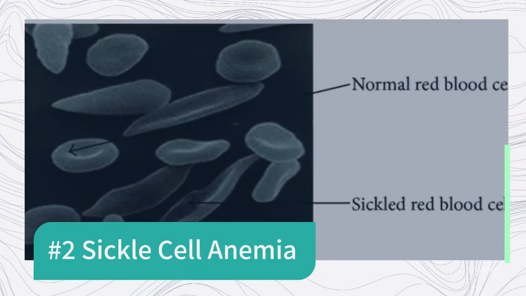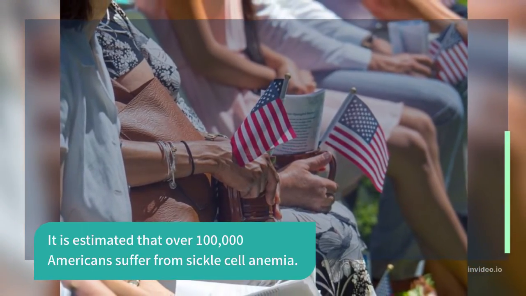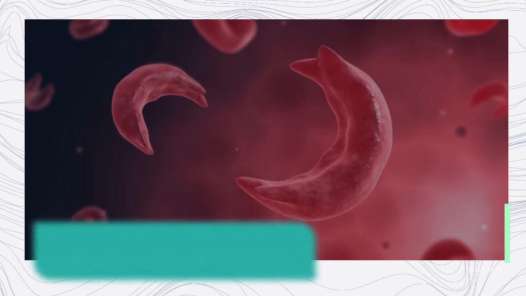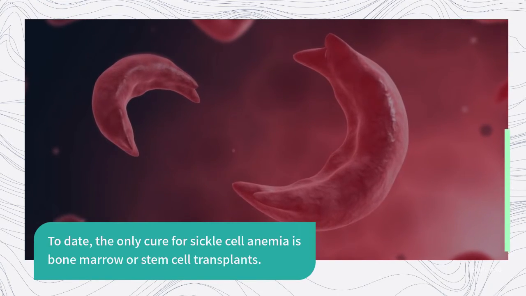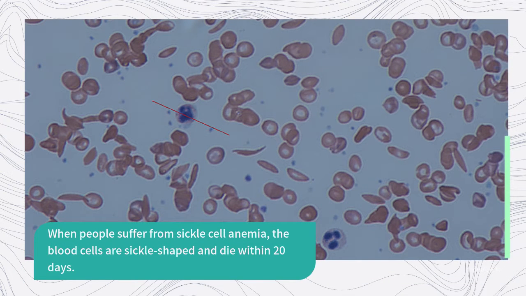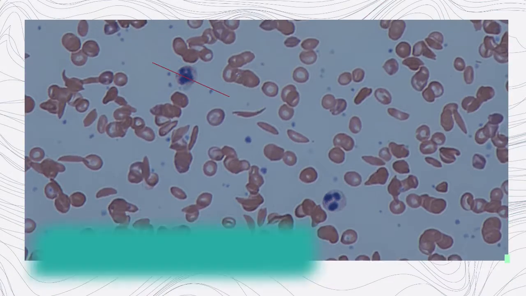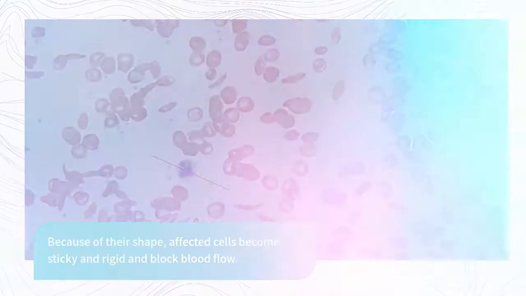Number 2. Sickle cell anemia. It is estimated that over 100,000 Americans suffer from sickle cell anemia. To date, the only cure for sickle cell anemia is bone marrow or stem cell transplants. When people suffer from sickle cell anemia, the blood cells are sickle-shaped and die within 20 days. Because of their shape, affected cells become sticky and rigid and block blood flow.